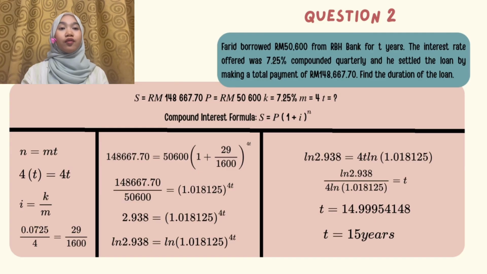And we also have to solve the equation in the bracket, and we got 2.938 equal to open bracket 1.018125 close bracket and the power of 40. And to find the value of t, we have to use the natural log on both sides, and we got t equal to 40.999544148, and we got the value of t equal to 15 years.